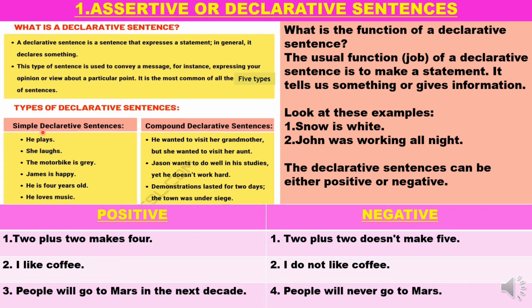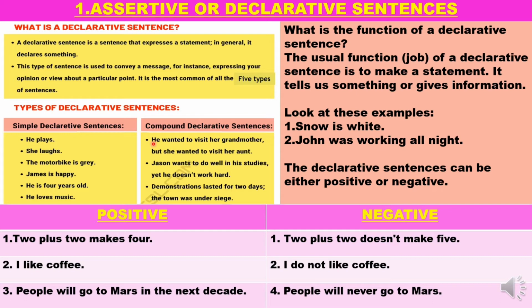On the basis of structure, there are 2 types of declarative sentences. Simple declarative sentences contain only one clause, and compound declarative sentences have more than one clause. For example, he plays is a simple declarative sentence. She loves, the motorbike is grey, are all examples of simple declarative sentences.